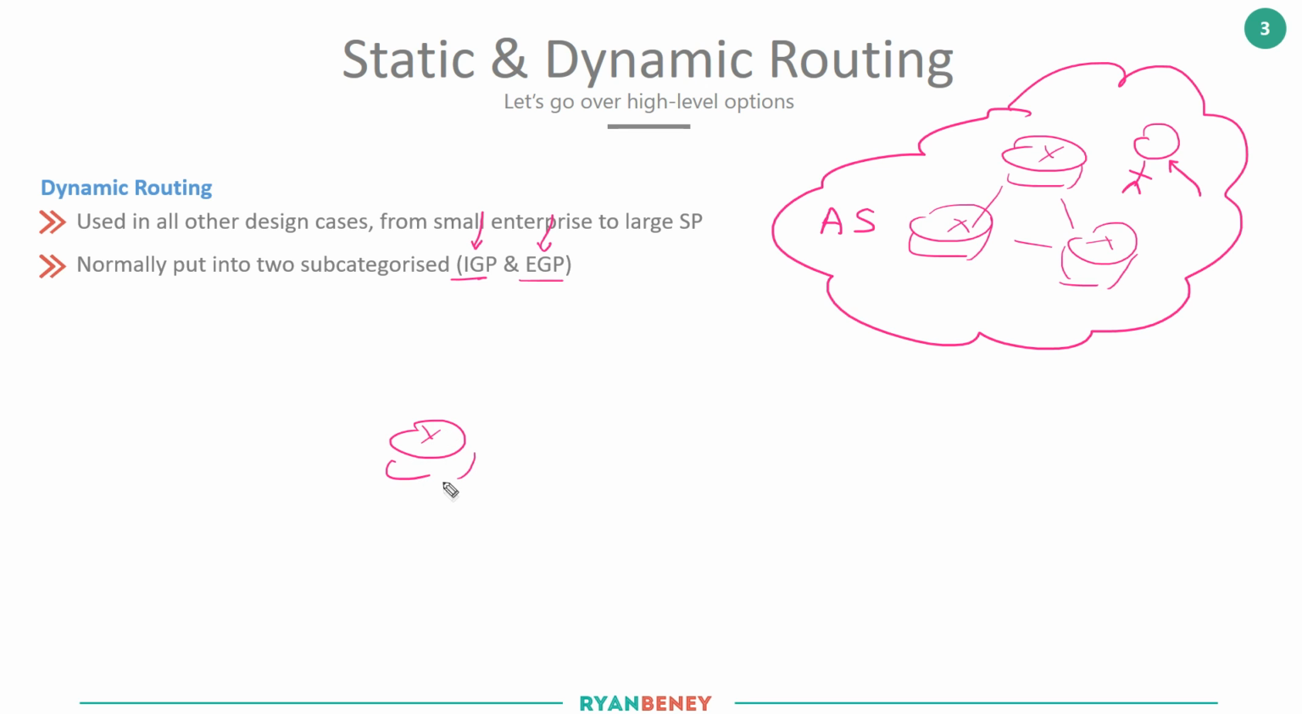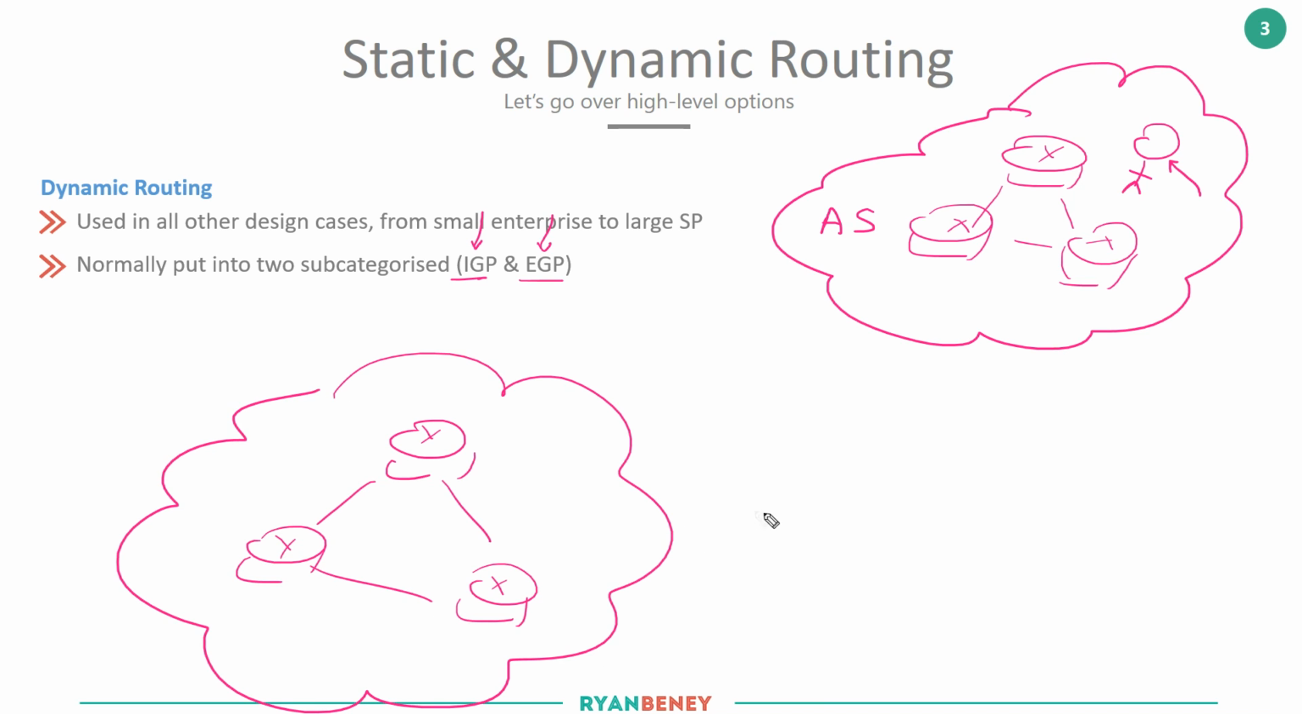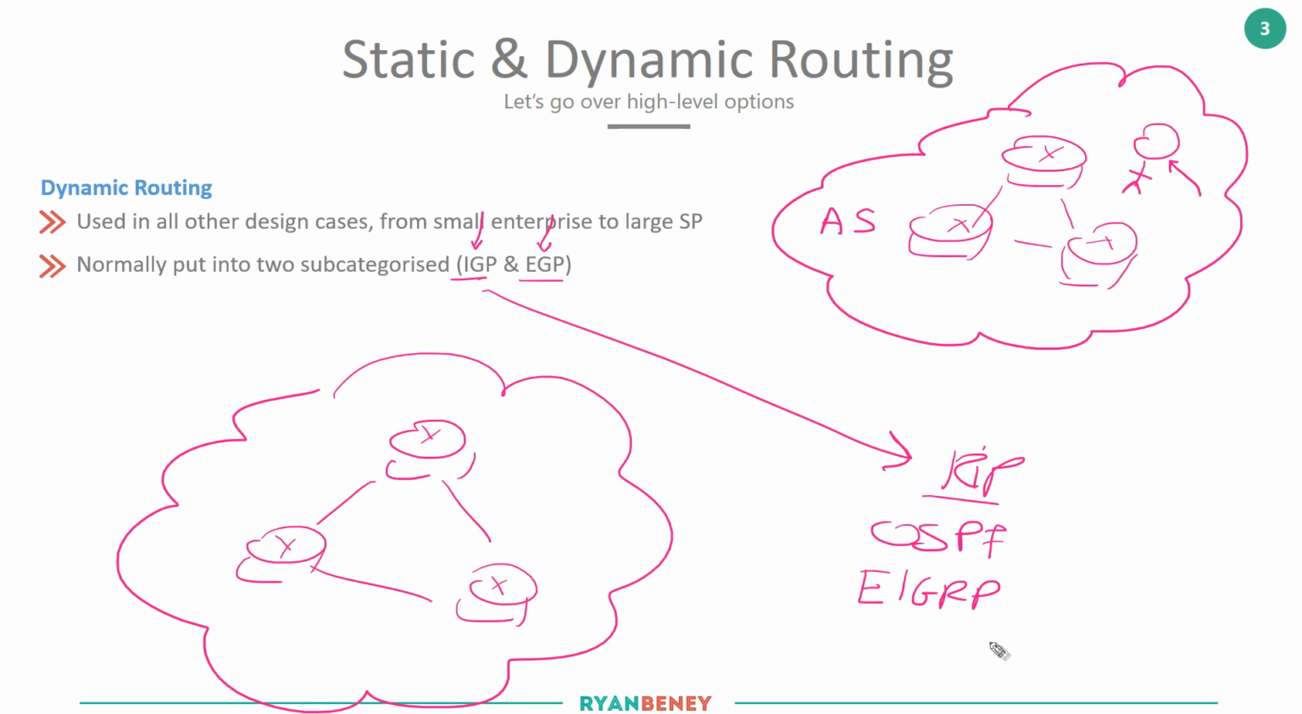Within the autonomous systems, we would normally run some sort of IGP protocol. So as previously mentioned, these IGP protocols are things like RIP, the Routing Information Protocol, OSPF, Open Shortest Path First, and EIGRP, the Enhanced Interior Gateway Routing Protocol, and this is what's used inside the autonomous system. So they don't need to match and they don't need to communicate. So maybe this network down here is running RIP and OSPF, and this network up here is running RIP and EIGRP.